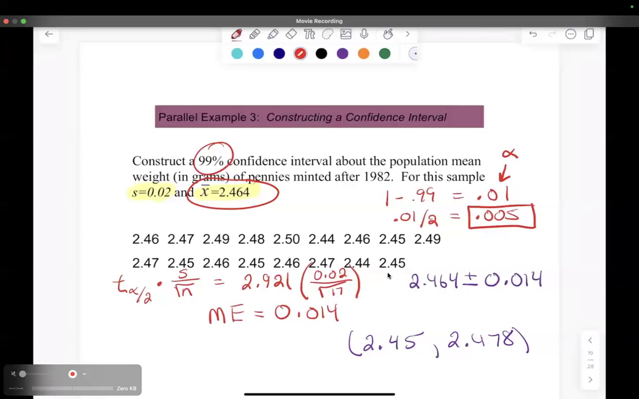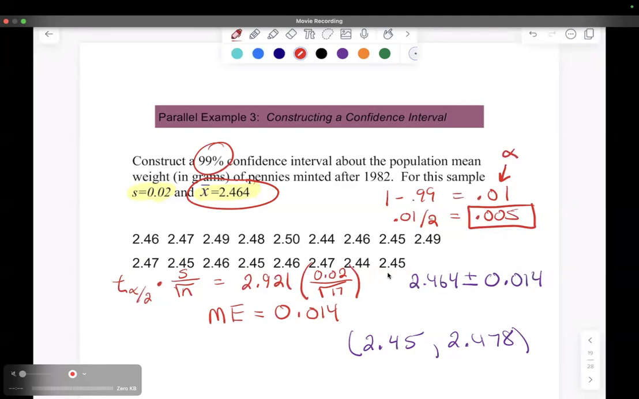So we can say, I am 99% confident that the actual population mean weight of pennies in grams minted after 1982 is between 2.45 and 2.478 grams. So that's what you would say. You'd say, I'm 99% sure.